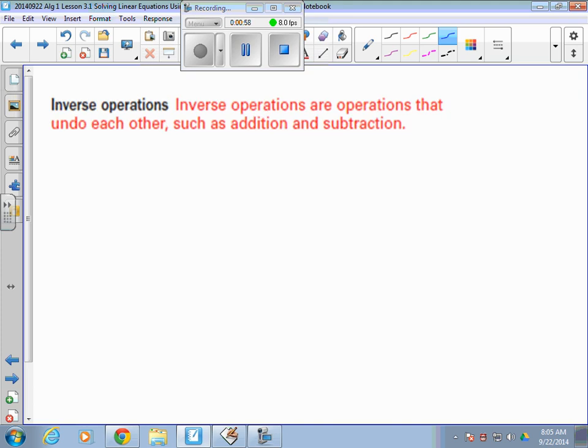Inverse operations are operations that undo each other. That's what's important about inverse operations. The inverse of addition is subtraction. The inverse of subtraction is addition. Same thing's true for what we're going to look at tomorrow or on Wednesday. The inverse of multiplication is division, and the inverse of division is multiplication. They cancel each other out.